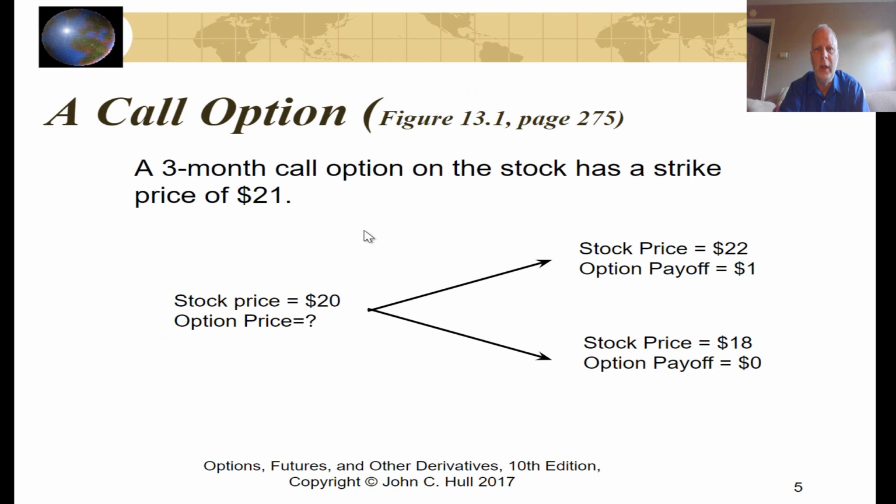If we consider a call option on that stock, we can have the following situation. A 3-month call option on the stock has a strike price of $21. On the day of expiration, the intrinsic payoff value of the option would be $1 if the stock price goes up to $22, but the option would expire worthless if the stock price goes down to $18. How can we use this information to figure out what the option price should be today?